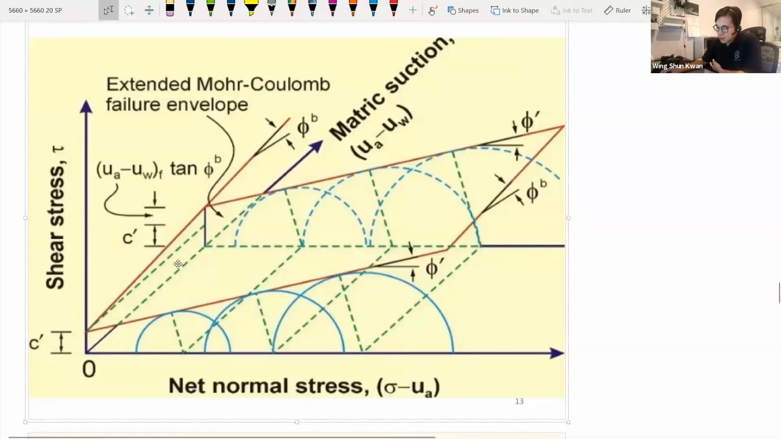But if the matric suction gets higher and higher, you expect the soil to get stronger and stronger, because the matric suction is helping the soil behave more like a solid, a plastic type of material, rather than a liquid type of material. Which means the Mohr circles will get larger and larger. For the same soil at different degrees of saturation, meaning different degrees of matric suction, you will have much larger Mohr circles.